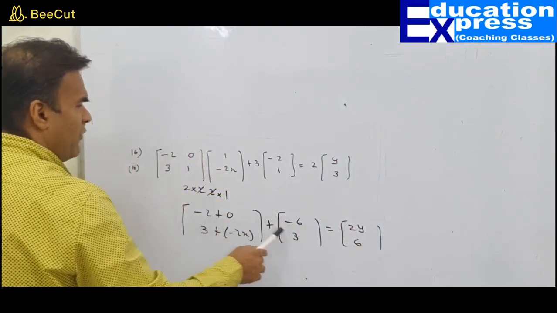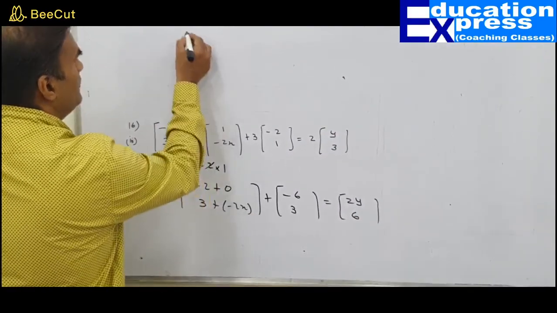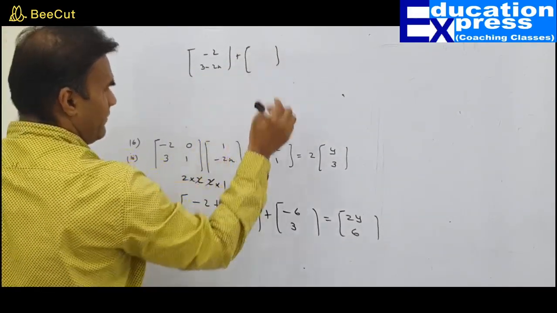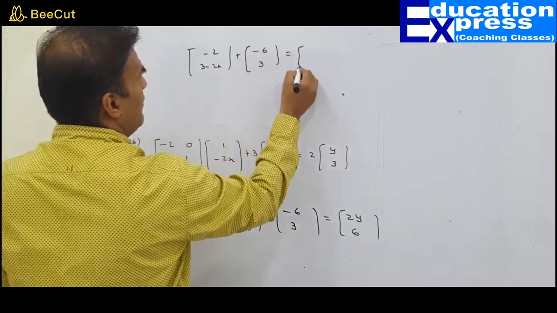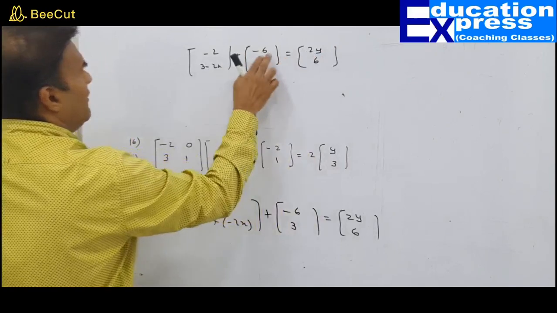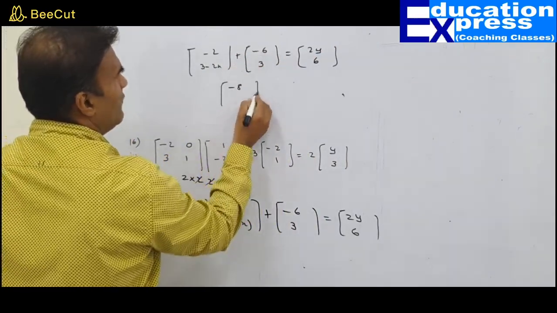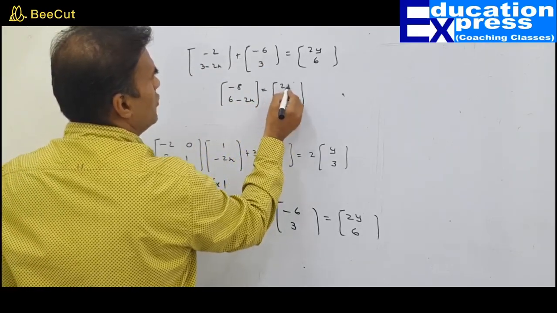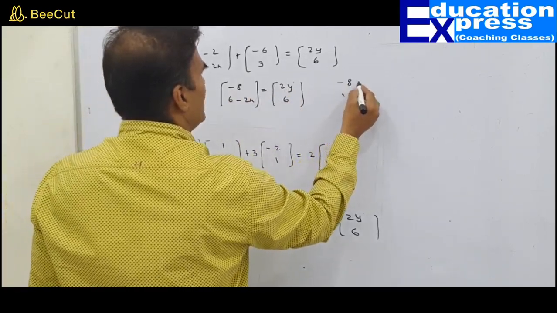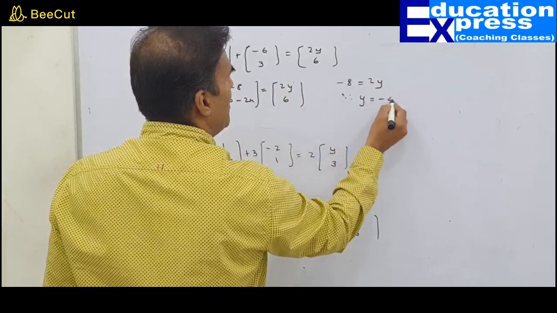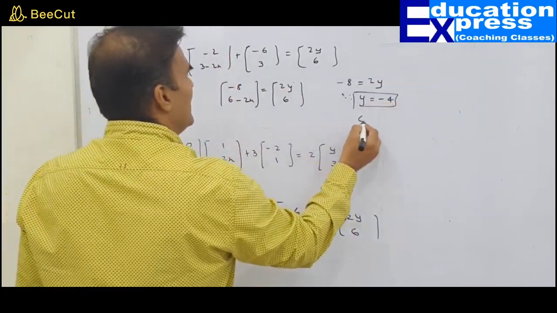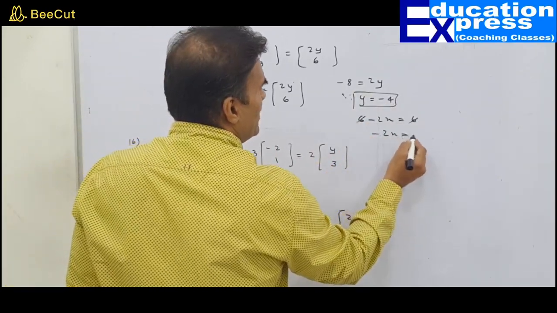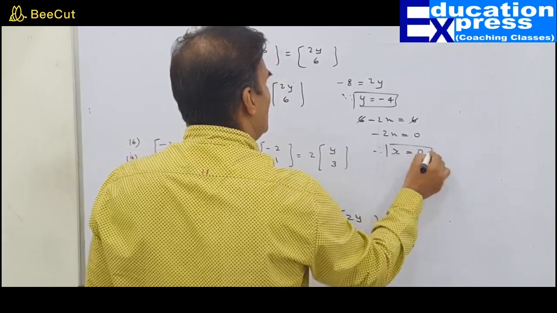Addition of the matrix, they are of the same order, of course, yes. Minus 2, 3 minus 2x plus minus 6 and 3 equals to 2y. Can we add them? Minus 2 plus minus 6, minus 8. 3 minus 2x plus 3, 6 minus 2x equals to 2y and 6. Now equality. Minus 8 equals to 2y. Therefore y equals to minus 4. 6 minus 2x equals to 6. 6 cancels, minus 2x equals to 0, therefore x equals to 0.